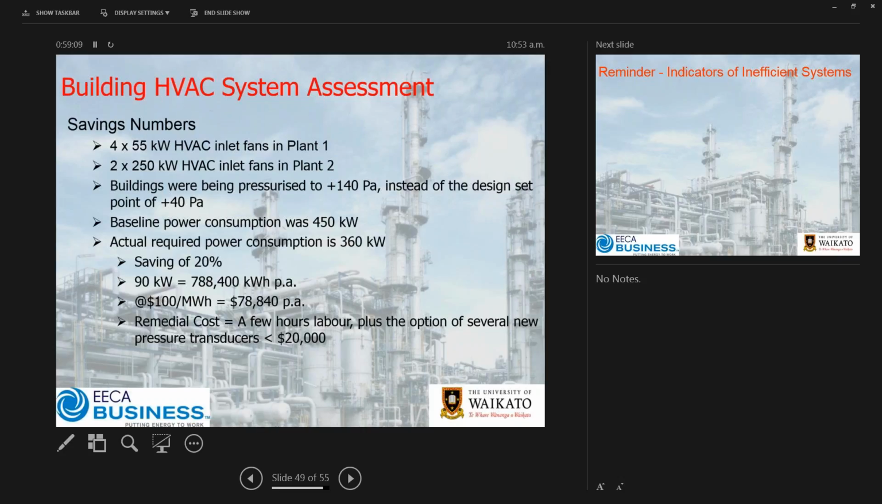Now, because this is a continuous system being run year-round, what does that translate to? Well, when you multiply that 90 kilowatts by your 8,760 hours per annum, you get a substantial sum, nearly just under a gigawatt hour per annum. Now, to put that in perspective, at 10 cents a kilowatt hour or $100 a megawatt hour, that's $78,000, nearly $80,000 per annum. Never mind the extra wear and tear on everything running a lot harder than it needs to.